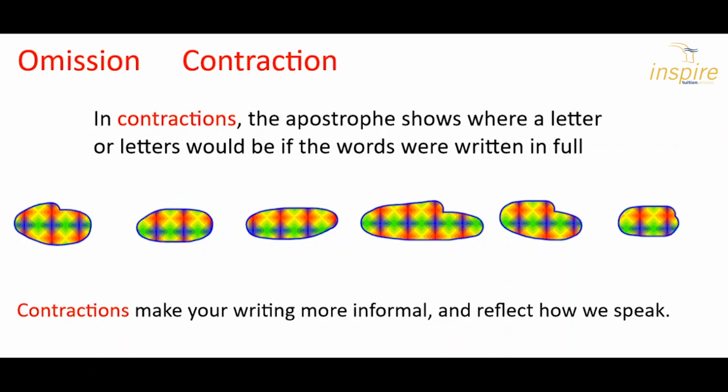Apostrophes can be used for omission or contraction. This means that a letter is missing. An easy way to remember this is the root word for omission is miss, which shows us a letter is missing, and we need to use an apostrophe instead.